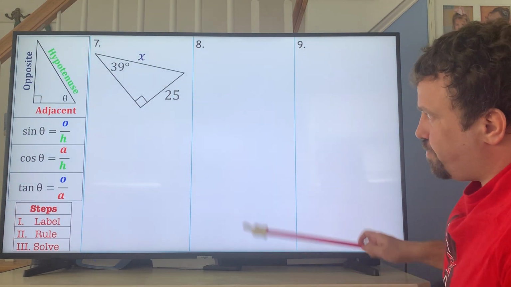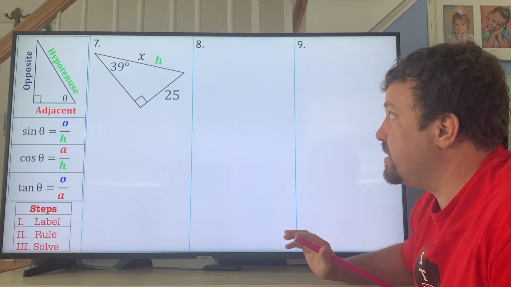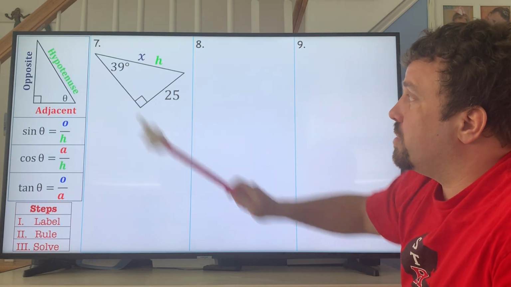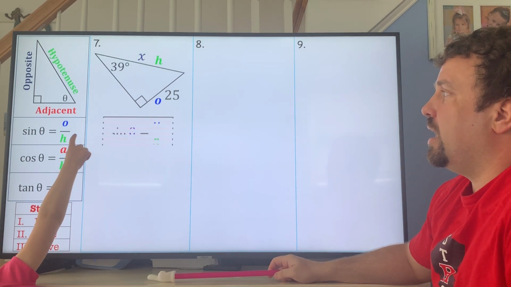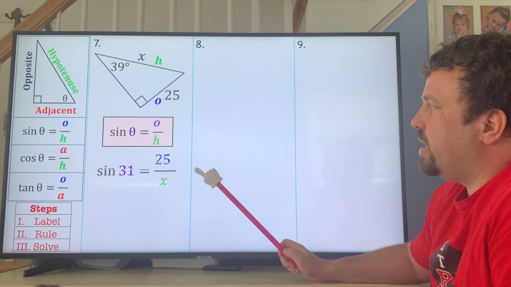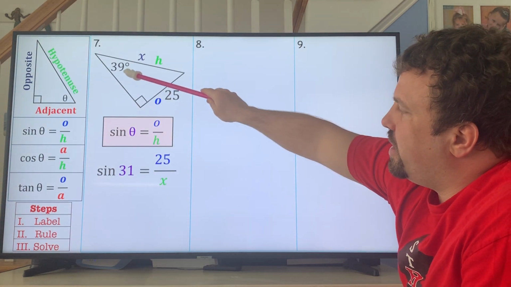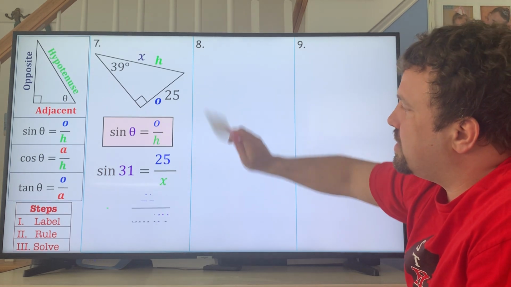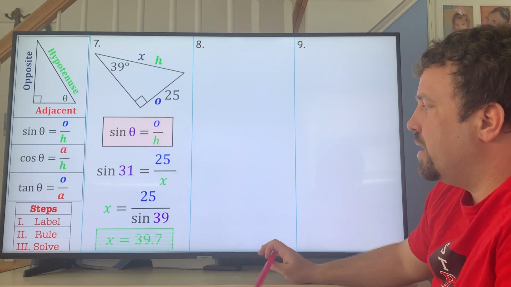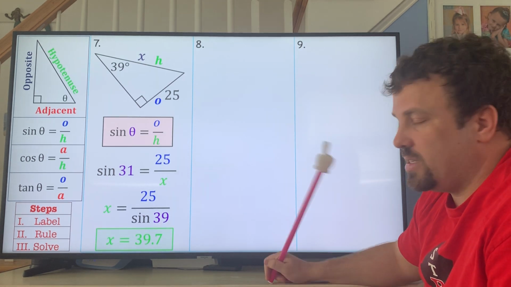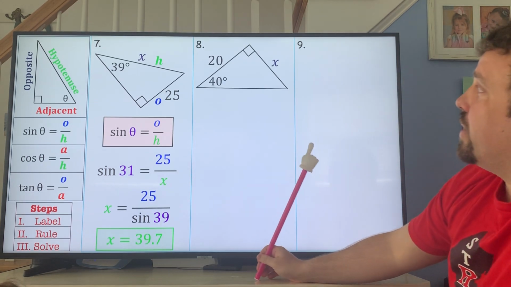Problem number 7. You have 25 right here. Opposite. X is your hypotenuse because it's across from the right angle. Opposite and hypotenuse is sine. Very good. So what you do here is sine 39 equals 25 over x. All right. 25 divided by sine 39, and you get 39.7. All right? Guys are doing good, I can tell. Next one, problem number 8. Go.